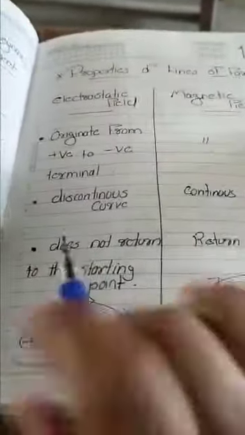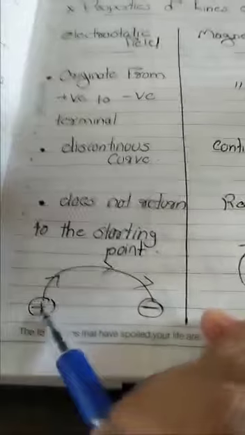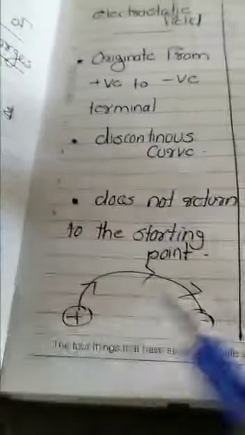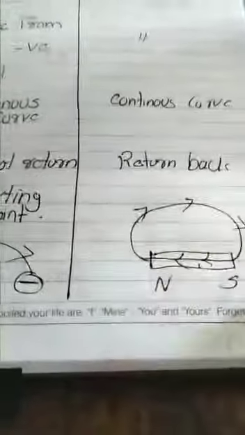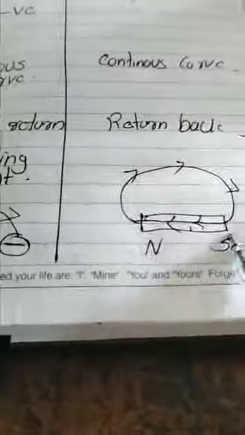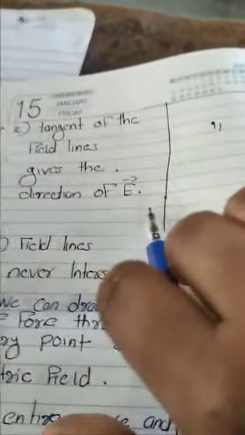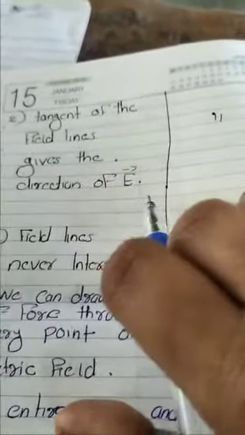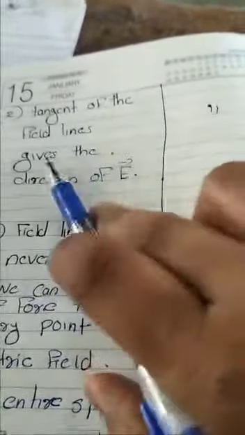Then the electric field does not return to the starting point. It goes only from positive to negative and does not come back from negative to positive, because it is discontinuous. But in the case of the magnetic field, it starts from north and ends at south, and inside the magnet it moves from south to north. That means it is continuous. Next point, the tangent of the field lines gives the direction of the electric field. As I already told you, at any point the tangent shows the direction of the electric field. At the same time, for the magnetic field also the tangent is the direction.